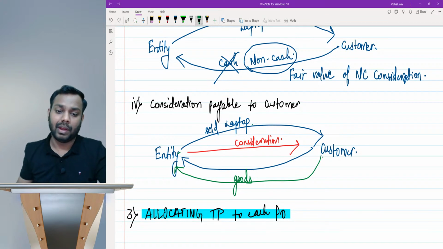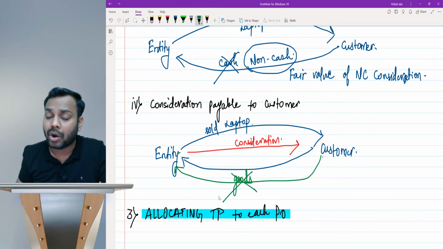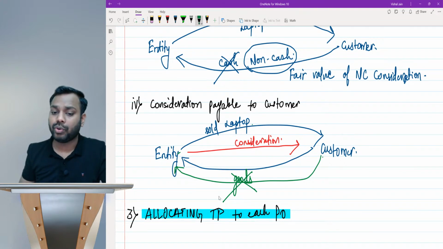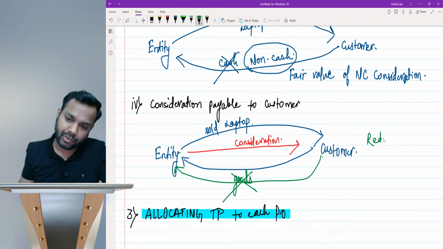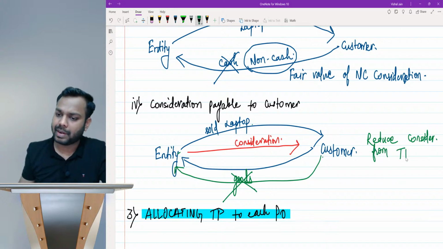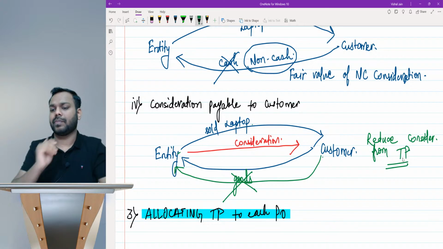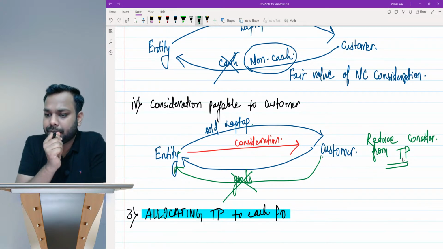Another thing, if these goods are not there, then what you have to do? You have to reduce this consideration from the transaction price. Is that clear, guys?